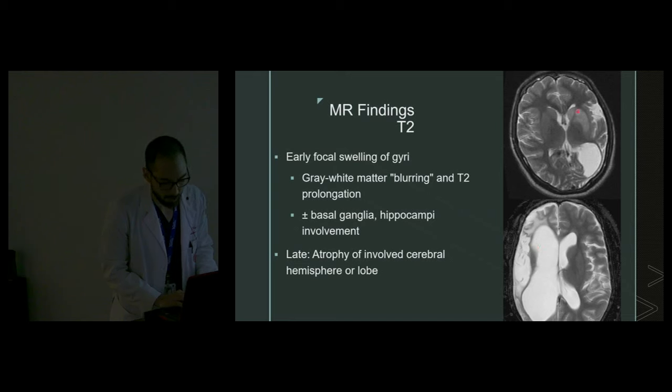On these two T2, we can see the atrophy of the left hemisphere, predominantly on the parietal lobe, and that is affecting the basal ganglia as well. On the lower image, we can see T2 with an end-stage Rasmussen encephalitis with severe atrophy of the whole hemisphere and with high signal of the brain parenchyma, which is gliosis.